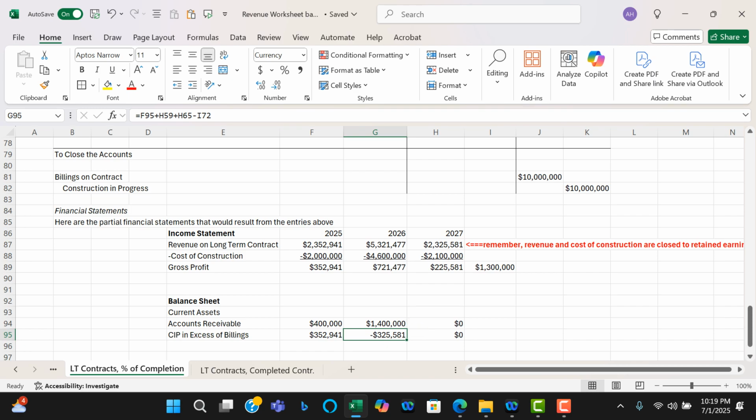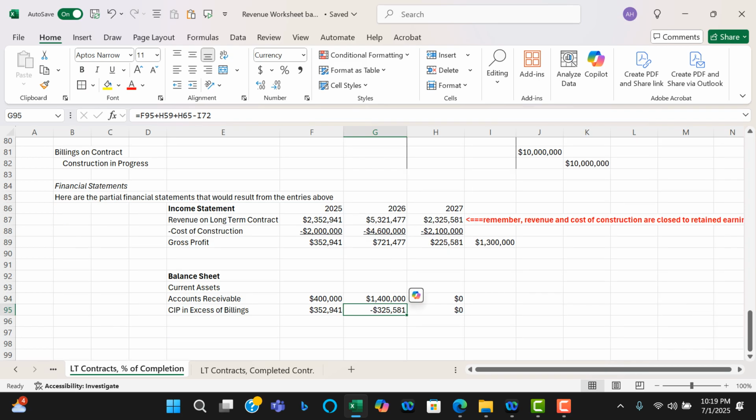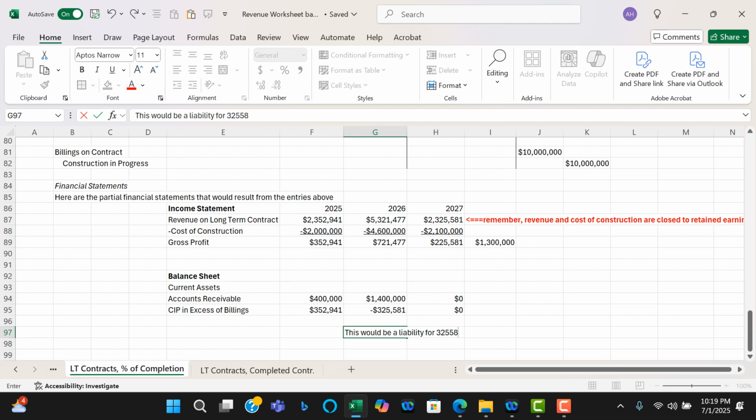So this would be a liability. That would definitely be a liability. And the reason this is a liability, I'm going to go ahead and put this up here. I'm going to insert a little note here. This would be a current liability for 325,581 at the end of 2026.